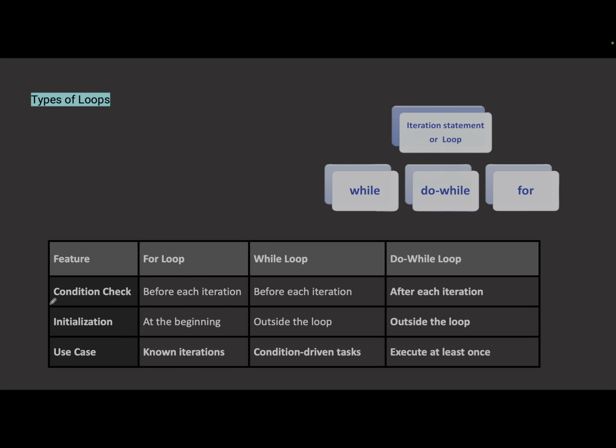Here, in a for loop, the condition is checked before each iteration. In a while loop, also before each iteration, but in a do while loop, after each iteration. Initialization is at the beginning for a for loop, and outside the loop for while and do while. Use case: for loop, known iterations; while loop, condition driven tasks; and do while loop, executes at least once. This table will be more clear when we look at each of them. So first we will look at the for loop.